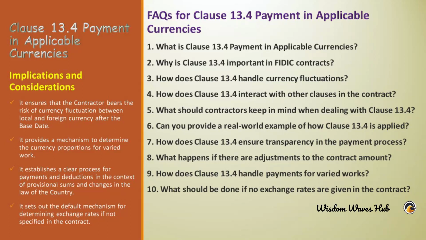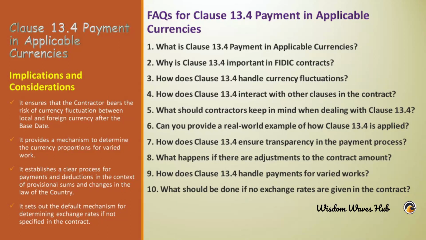8. What happens if there are adjustments to the contract amount? Now pause the video for a moment and try to answer the question. Answer. If there are adjustments to the contract amount, Clause 13.4 provides guidance on how the additional payment will be distributed across the different currencies, ensuring that all parties are treated fairly.